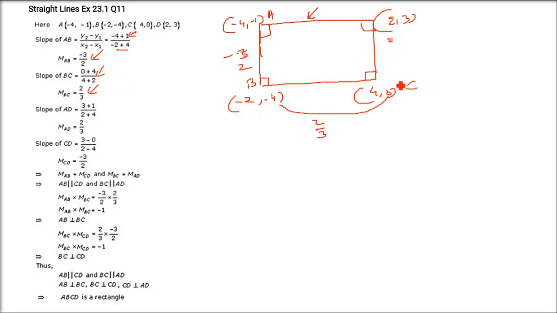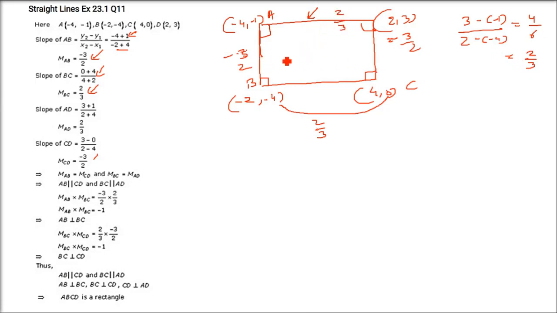Now this one, CD. So this is 3 minus 0 by 2 minus 4 you can do, or you can do 0 minus 3 by 4 minus 2. So you are going to get this as 3 by 2. Now here you can use this as 3 minus of -1 divided by 2 minus of -4. So it is going to be 4 by 6. 2 plus 4, 6. And this is again going to be 2 by 3. So you have 2 by 3 here.